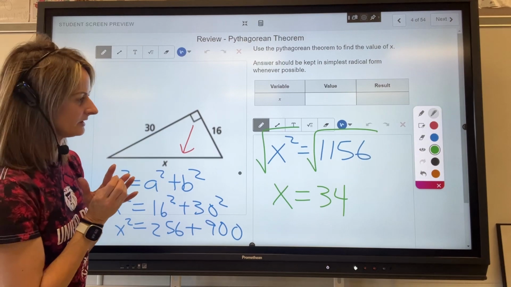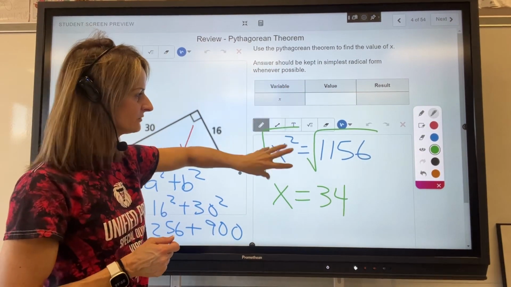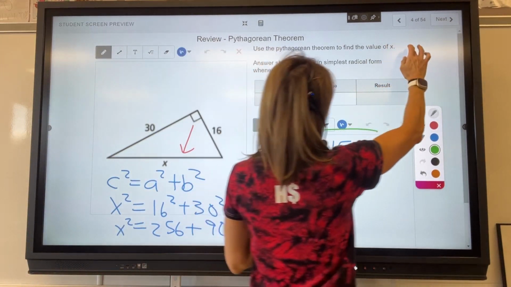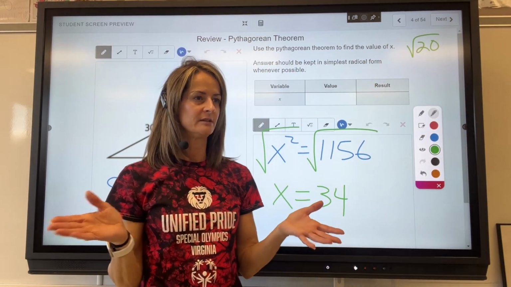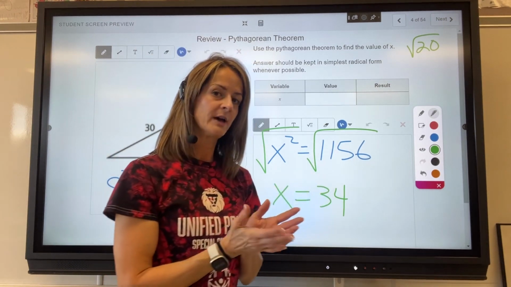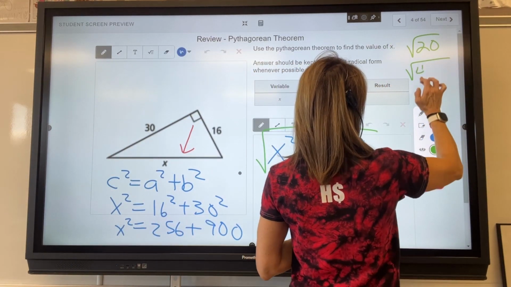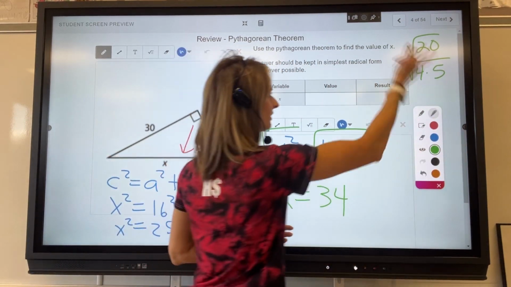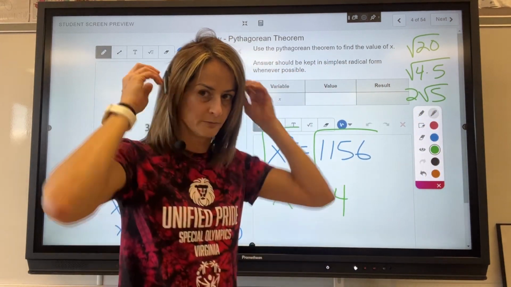Doesn't always work out perfectly like that. And the answer should be kept in simplest radical form whenever possible. So if we have a square root that has to be simplified, for example, let's say we end up with the square root of 20, okay? When we do the square root of 20 in our calculator, it's not a perfect square, we don't get a nice even number. So we would have to simplify the radical now that we know how to simplify radicals. So we would rewrite the 20 as the largest perfect square factor, which is 4, times 5. Take the 4 out, the square root of 4 is 2, and that would be 2 root 5, and that's just how you leave your answer rather than a decimal.